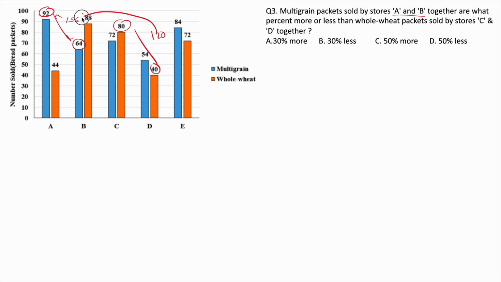156 is what percent more than 120? So 156 and 120, the gap is 36. The final answer required is 36 out of 120 is what percent? 36 out of 120 into 100, 0 and 0 go, 12 threes are 36, 3 into 10 is 30%. So 30% more. Multigrain packets sold by stores A and B is 30% more than stores C and D together. That is A option.